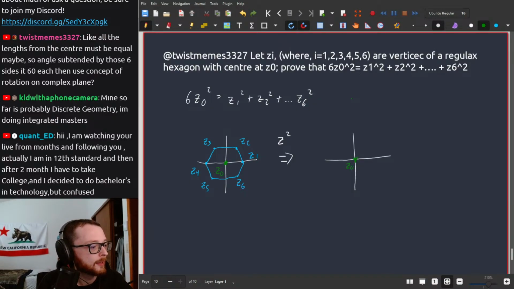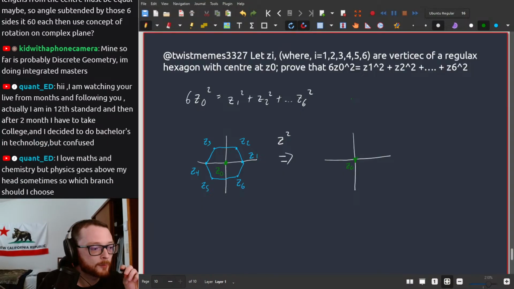Hey, Quant. 12th standard. After 2 months, I have to take college. Decided to do a bachelor's in technology, but confused. You love math and chemistry, but physics goes above my head sometimes, so which branch should I choose? Well, if you love math and chemistry, you should follow what you love, in my opinion.